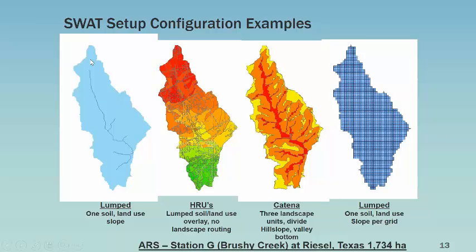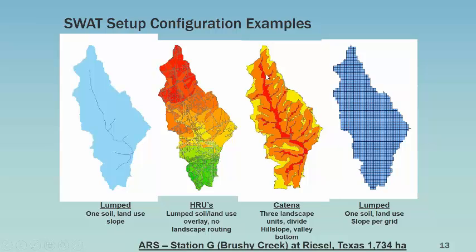On the left-hand side, you can see this could be just one soil, one land use, and one slope, all lumped together actually. A very quick and easy calculation to simulate what's happening on the landscape. Or you can talk about the more traditional way of doing it as a HRU, where you overlay the 4 GIS layers: the soils, land use, slope, and subbasin map.